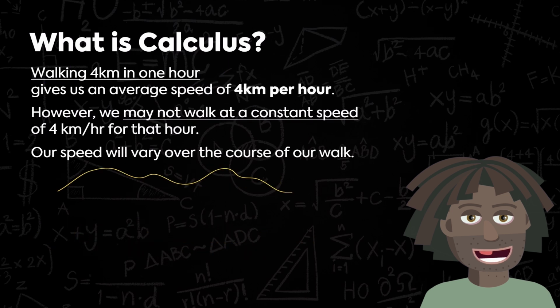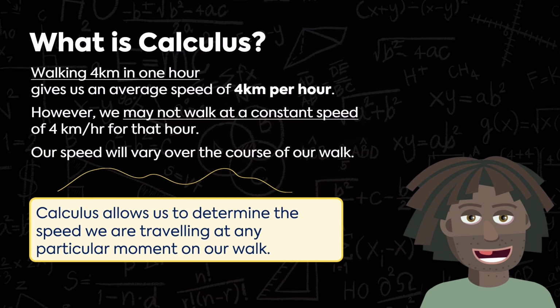We said we had an average speed of 4 kilometers an hour. But of course, we may not have been walking constantly at this speed. We may have started slowly, sped up a bit, slowed down, then sped up a bit again, and so on. In other words, our speed over the 4 kilometers may have varied, but on average our speed was 4 kilometers per hour.